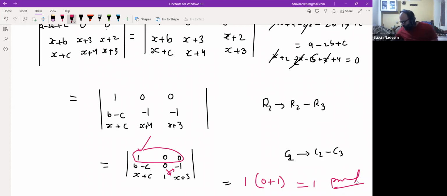So we'll see one more question on the properties of determinant. Then we'll move on to solution of system of linear equations.